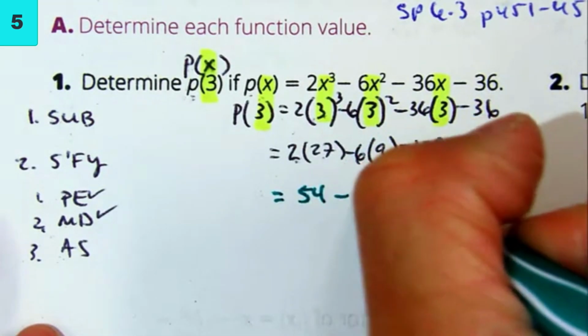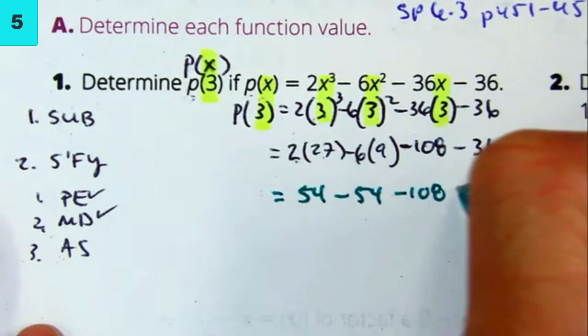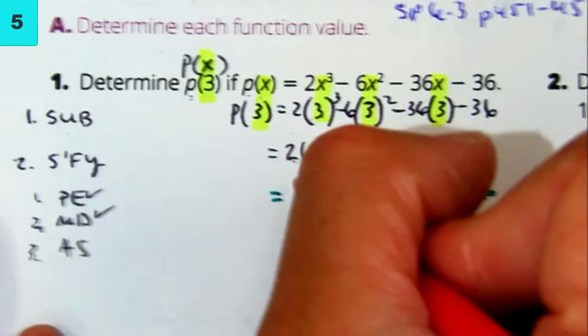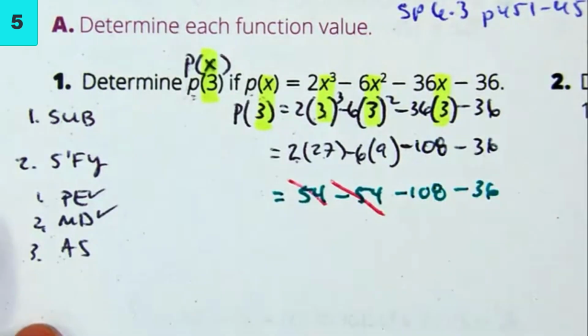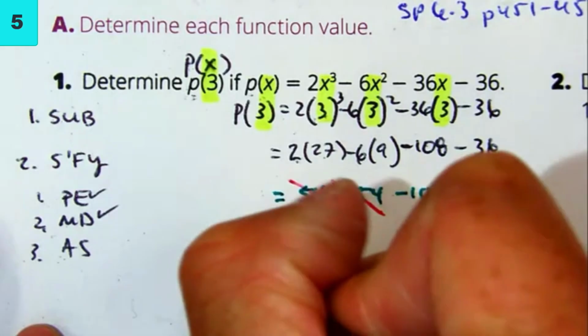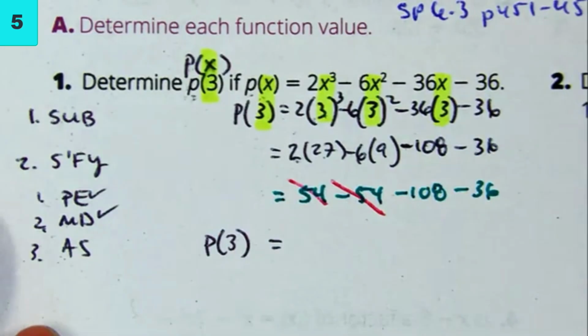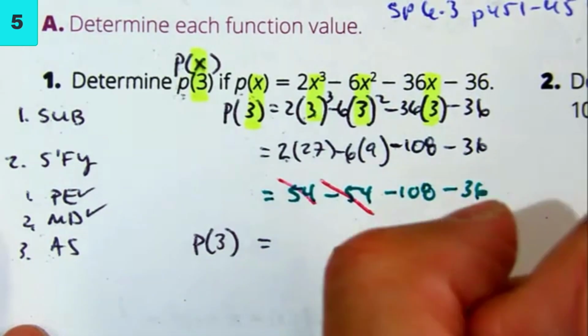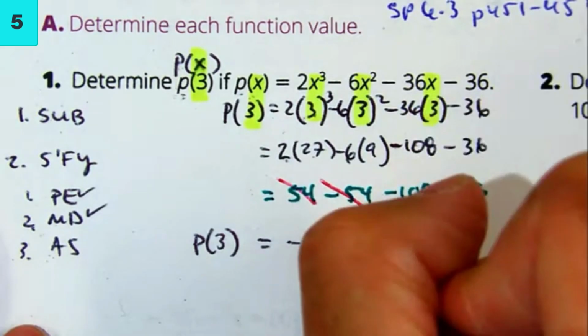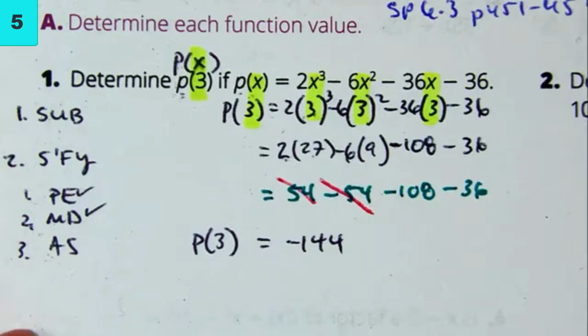Negative 54, negative 108, minus 36. This is a positive, this is a negative, so that's 0. And negative 108 minus 36 is negative 144. Let me box that as our answer.